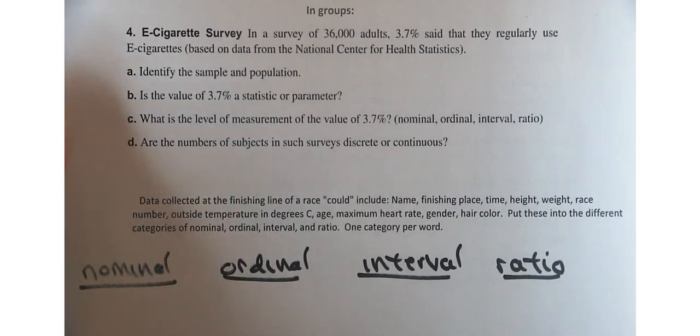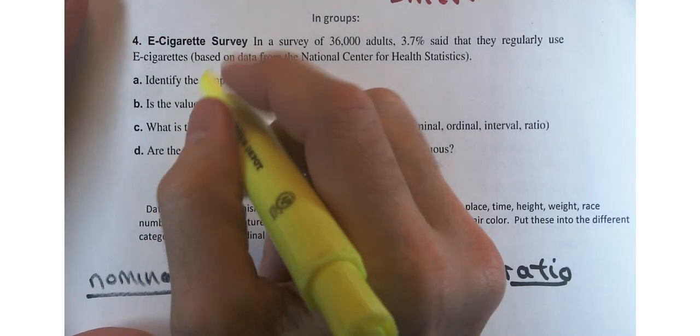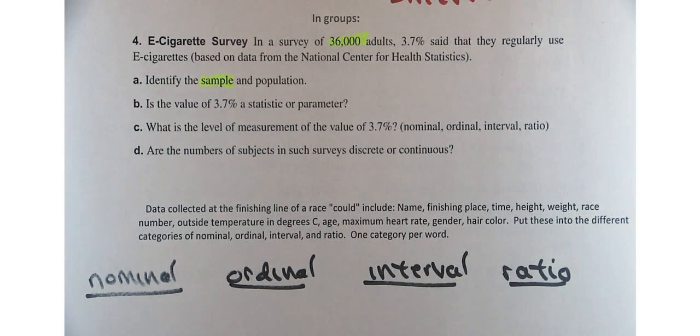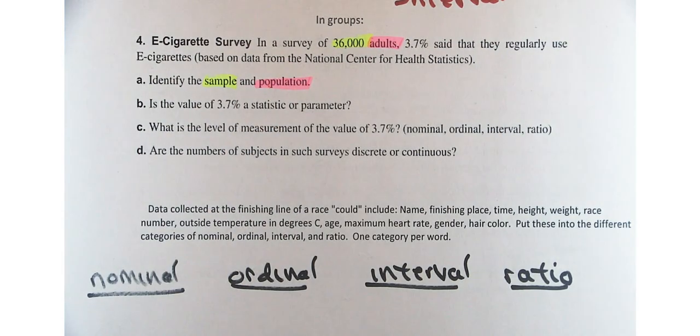Some of these things. First things first, identify the sample and the population. What was the sample? 36,000. Yeah, that was our sample. What do you suppose the population is? Adults, yeah. So the population there would be the adults, presumably in the US, but it's not really specified, so okay.